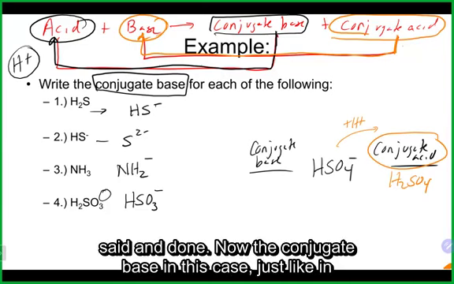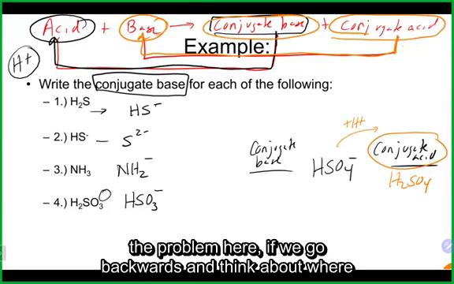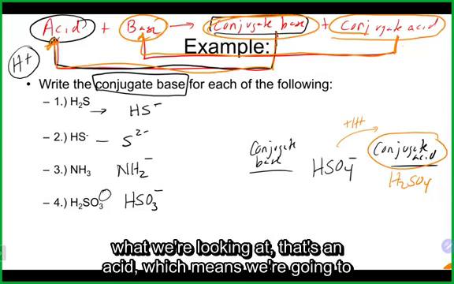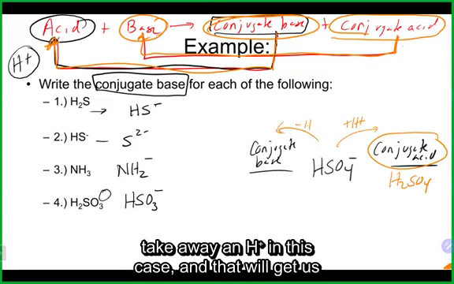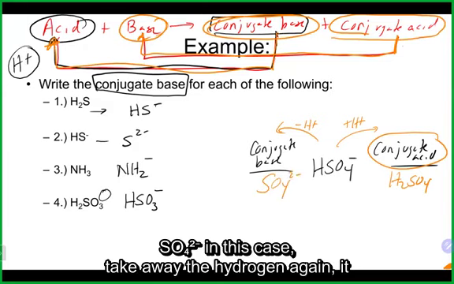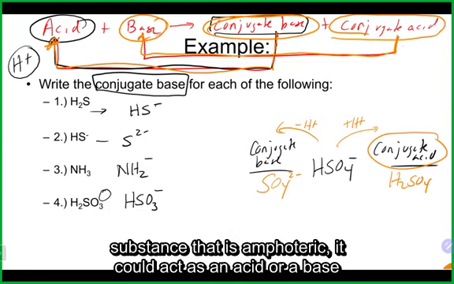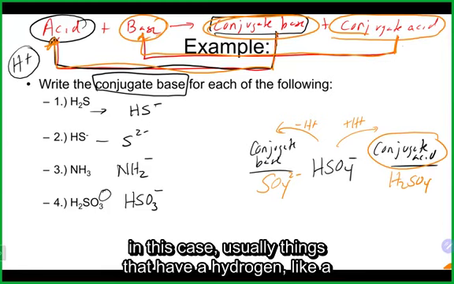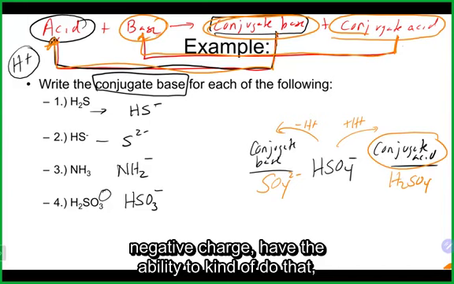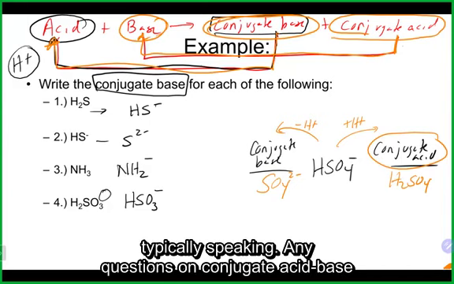Now, the conjugate base in this case, just like in the problem here, if we go backwards and think about what we're looking at, that's an acid, which means we're going to take away an H plus, and that will get us SO4 2 minus in this case. Take away the hydrogen, and again, it becomes one more negative. Another example of a substance that is amphoteric, it could act as an acid or a base. Usually things that have a hydrogen, like a negative charge, have the ability to do that, typically speaking.